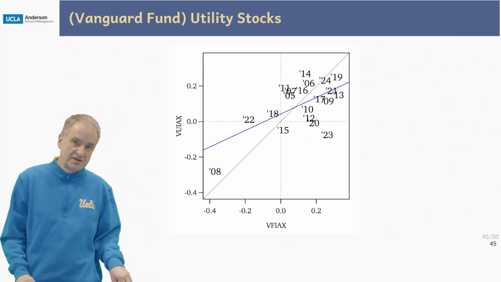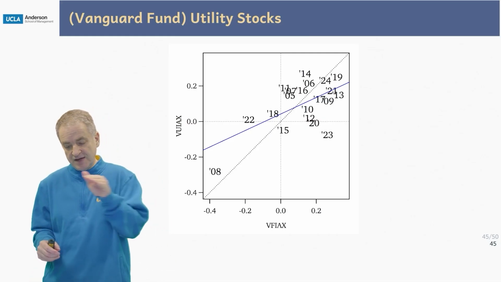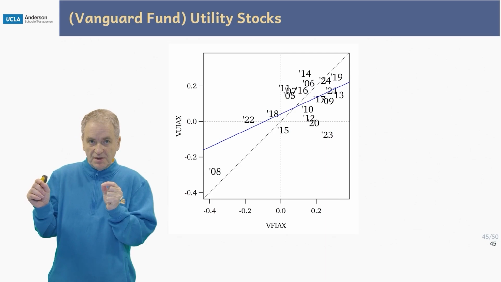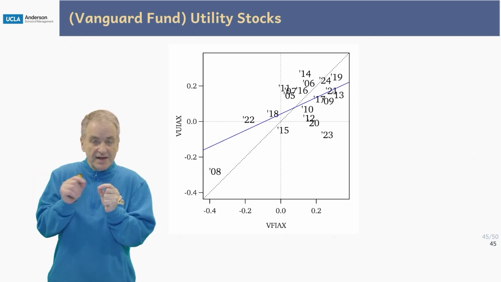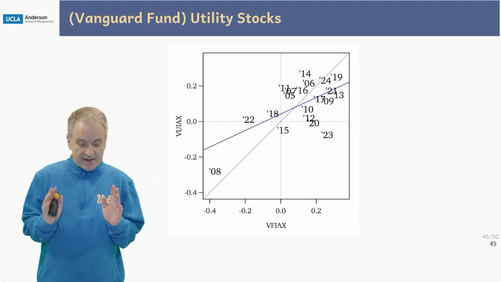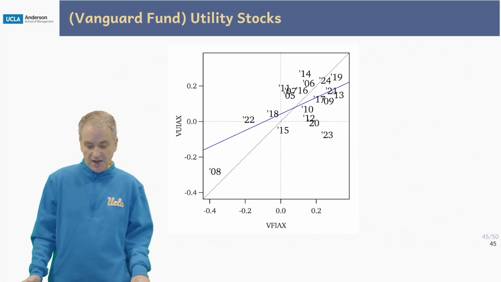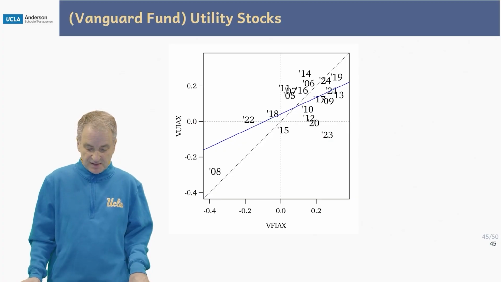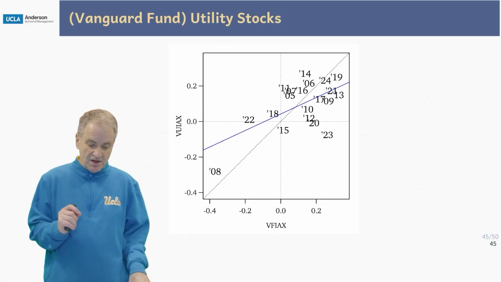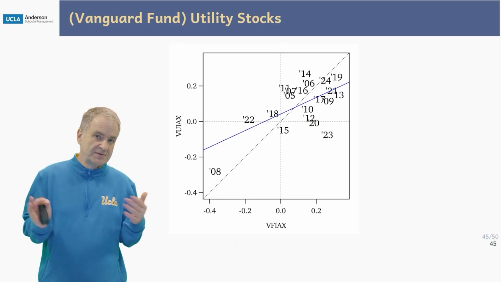How about utility stocks? If you look at the utility stocks, that's actually a much flatter slope. So whenever the S&P 500 moved, the utility stocks moved less. They still moved in roughly the same direction, but not as badly as the overall S&P 500. For example, you can see that in 2022, the S&P 500 lost about 20% of its value, and utility stocks barely budged.